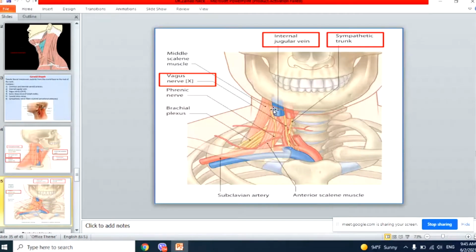Here, what we have is the component of the carotid sheath: the internal jugular vein, this one, and the sympathetic trunk. This big nerve, a very important component of the carotid sheath, is the vagus nerve. Also, we have the phrenic nerve. It's also very important. This phrenic nerve comes down lateral to the carotid sheath.